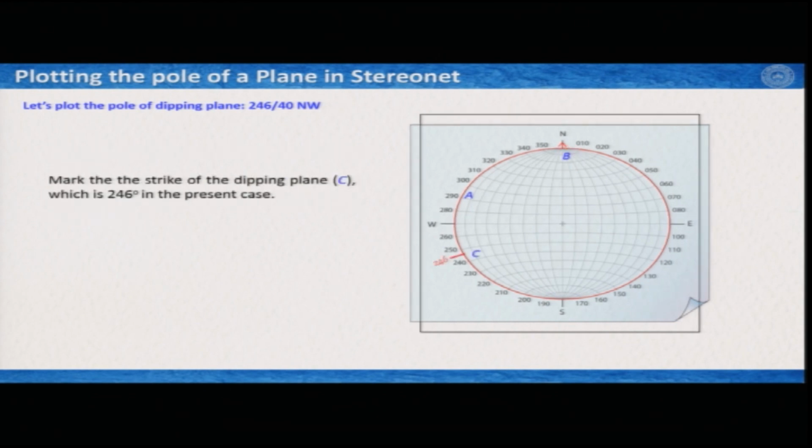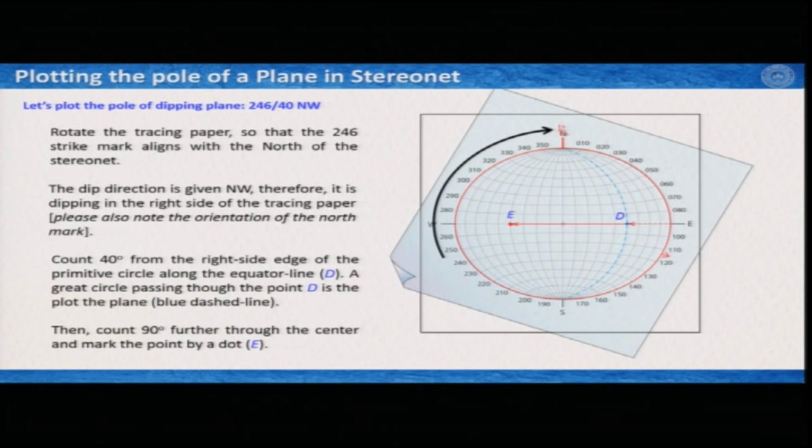Now, our strike line is 246 degrees. So, we have to mark 246 degrees on this primitive circle based on the data which we have at the Stereonet. In this case, this is your 246 degree mark, that is point C here, and this is how you mark it. Now, we will follow a very similar process. This 246 degree mark, we will rotate it in such a way that it aligns with the north of the Stereonet. Now, once it is done, we will follow the same practice.